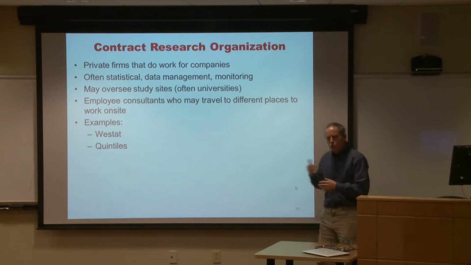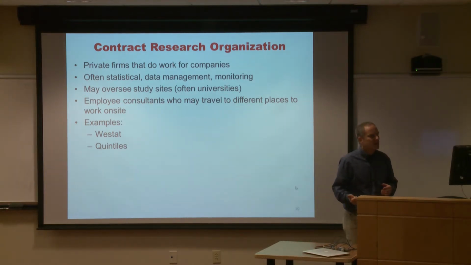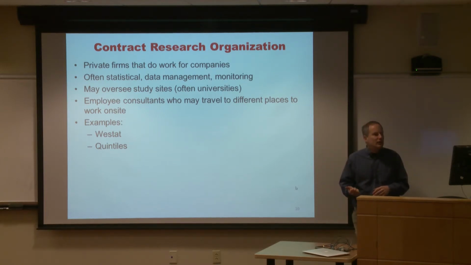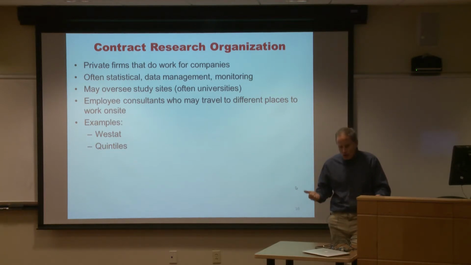Then another group that does research, as I mentioned, is the Contract Research Organization. Examples of these are companies like Westat, Quintiles. What they do basically is, a company, let's say Pfizer, has a drug that they've developed, and they want to do a clinical trial. They need to do the clinical trial because the FDA requires it for them to get licensure to sell the drug.